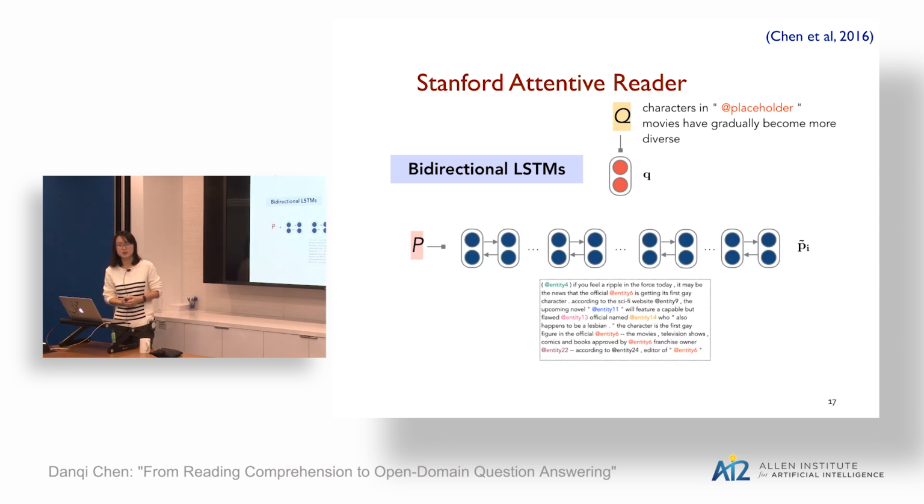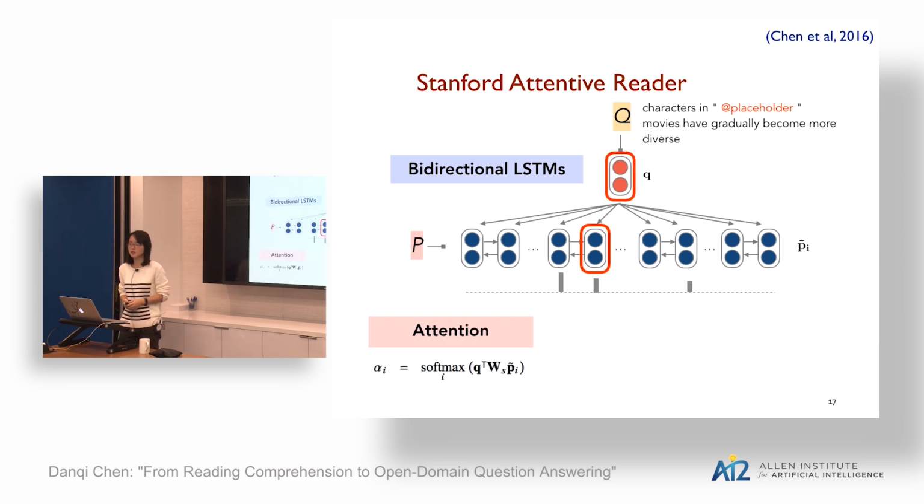The next thing we did is run another independent bidirectional LSTM to encode this paragraph. For each token in this paragraph, we also have a vector representation. So at each position, we have this hidden representation. We call it tilde pi.